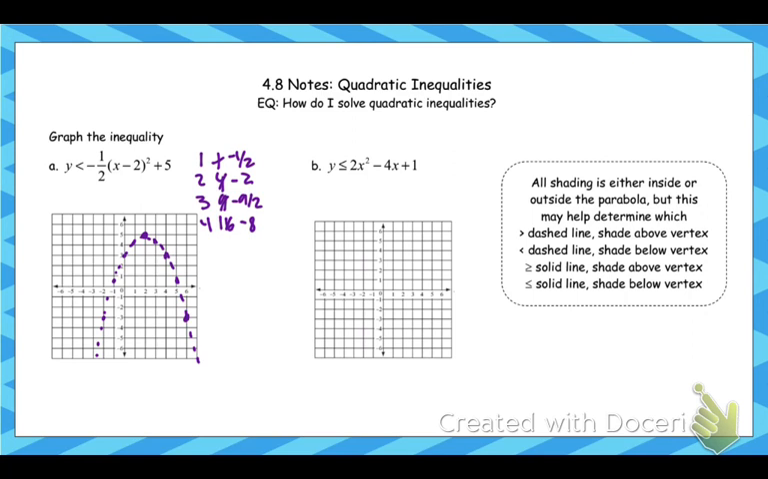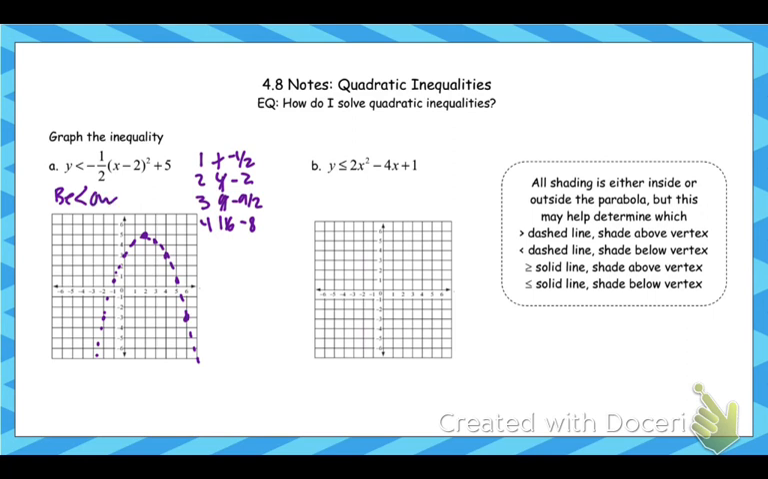So now with the shading, okay, all of our shading when it comes to these is either going to be everything outside this parabola or everything inside the parabola. To figure out which one, we look at the vertex. And it's either going to be above or below the vertex. So very similar to what we did with lines. If we had y is less than 2x, we shaded below 2x. Same thing here. If y is less than, we're going to shade below.